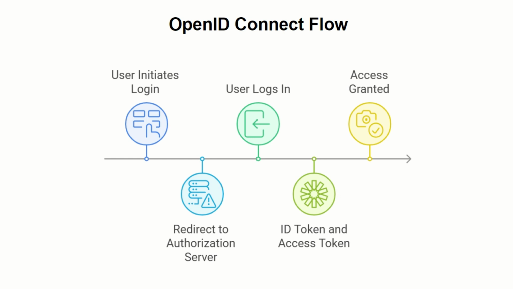This is the flow of OpenID: the user initiates the login, then is redirected to the authorization server. The user logs in, then the token exchange happens with the ID token, then access will be granted.